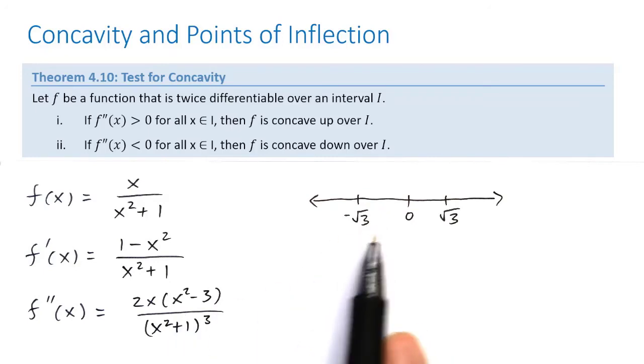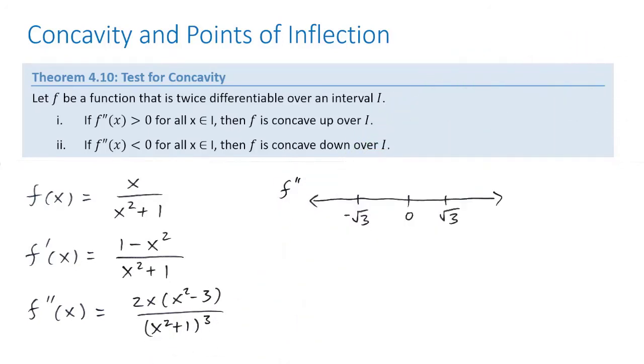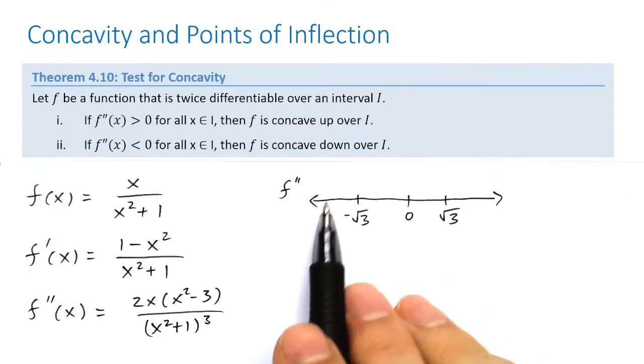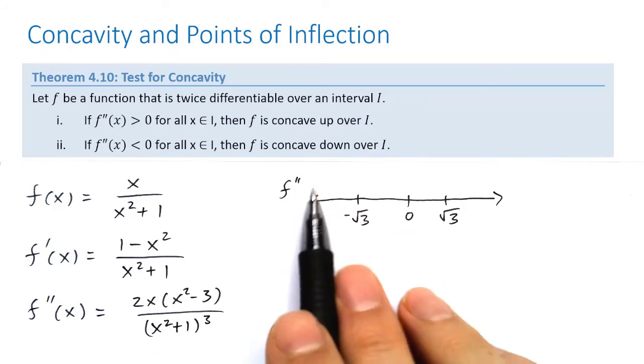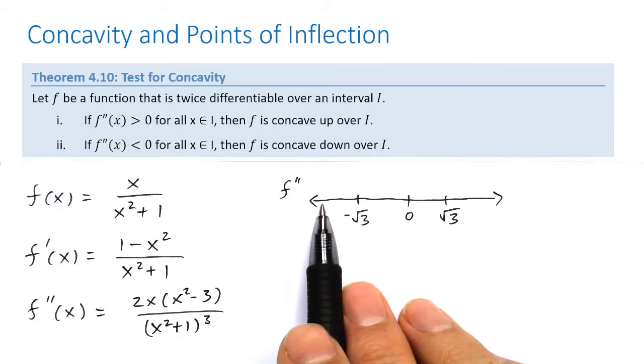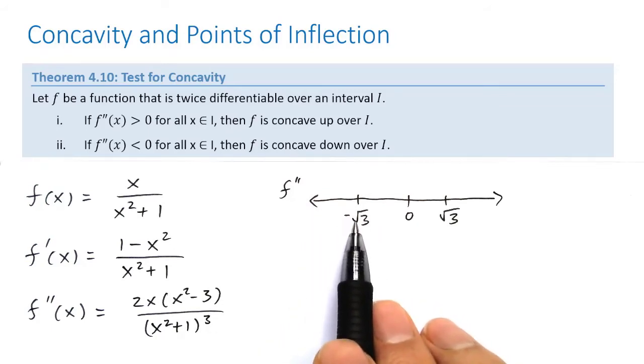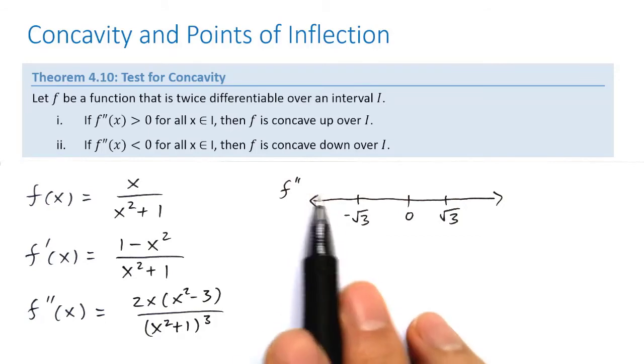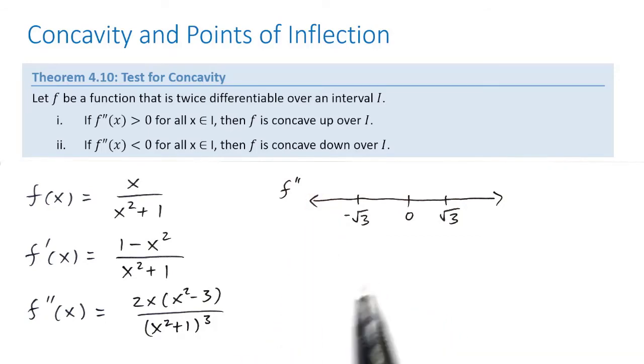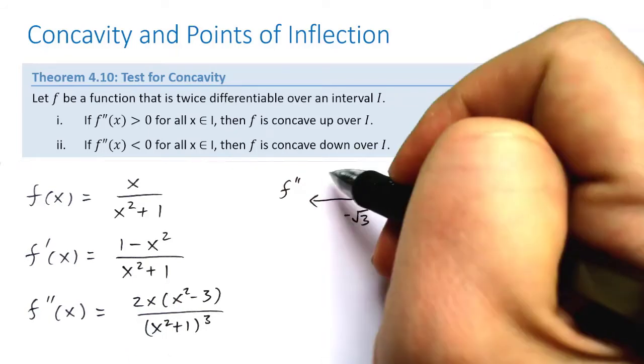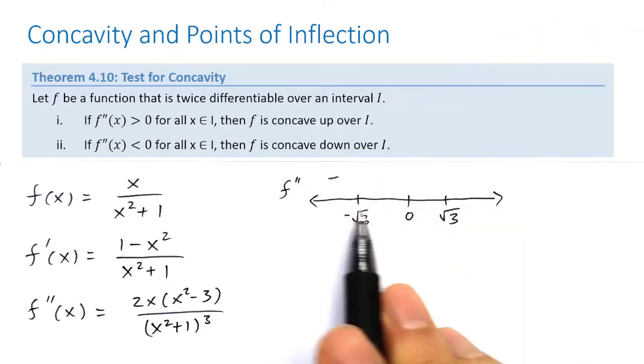So let's just check the sign of f double prime here. Let's pick a number over here, like negative 4, which is less than negative root 3. Actually, let's use negative 2. If I plug in negative 2 for x, what do I get? Well, I get negative 4 times 2 squared minus 3. Well, that's just 1, so negative 4. And then the bottom's positive, so I have a negative number divided by a positive number, and so the whole thing is negative.